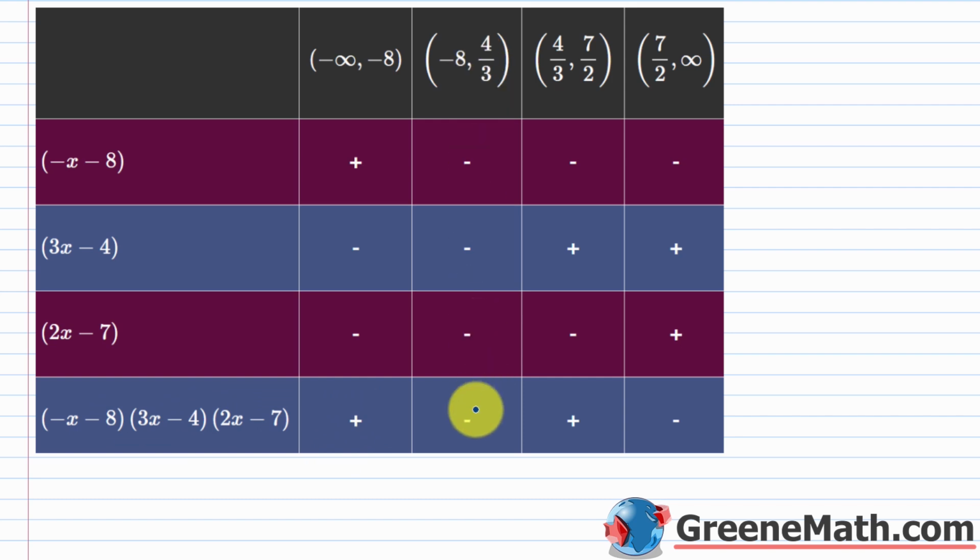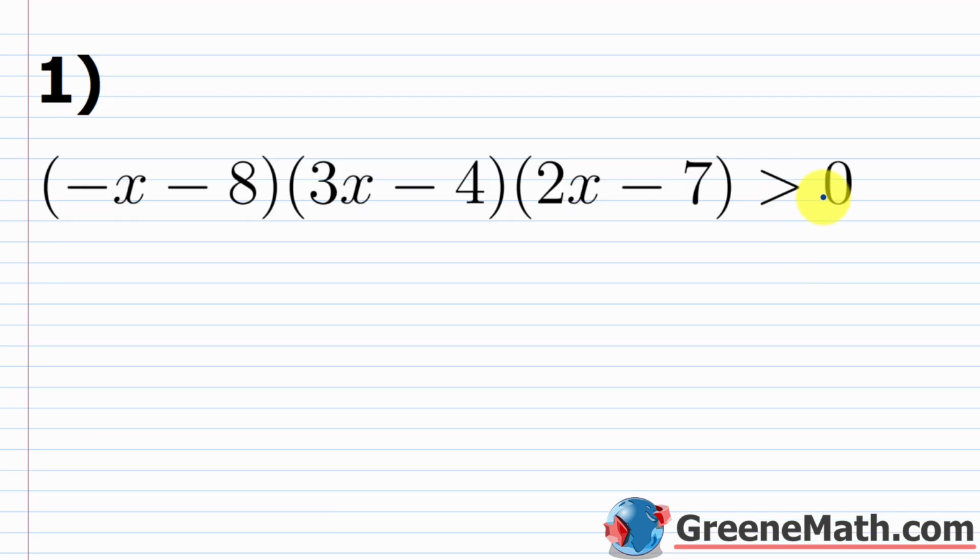Then in this interval right here, again, you'd have a negative, negative, and negative, 3 negatives, so this guy would be negative. Then in this interval right here, you have a negative, positive, negative, 2 negatives, so this guy would be positive. And then this guy is negative, positive, positive, so only 1 negative, so this would be negative. So this right here is what you would look at. Again, we want to know where it's greater than 0 or positive.